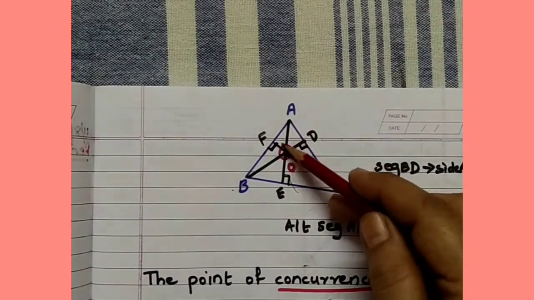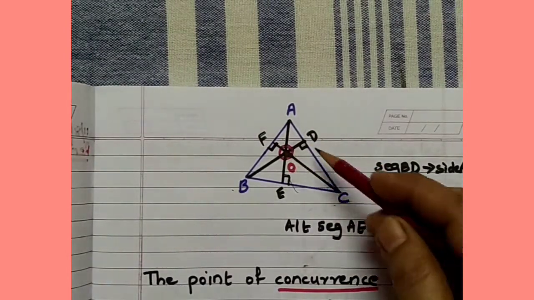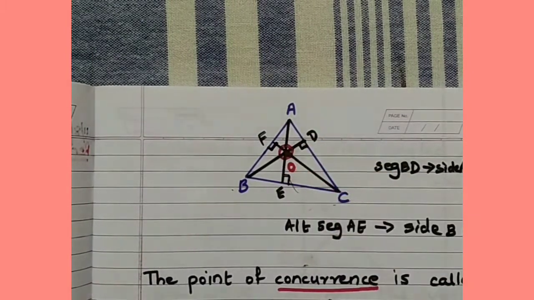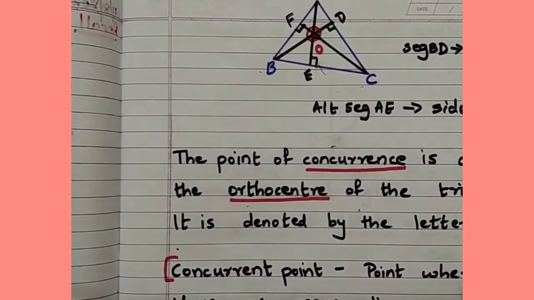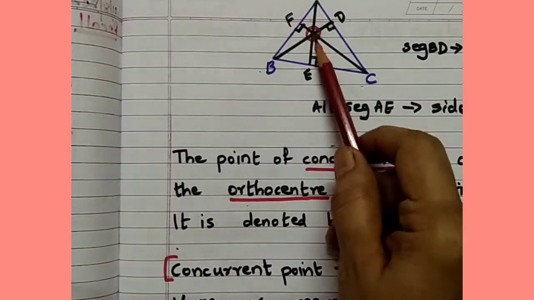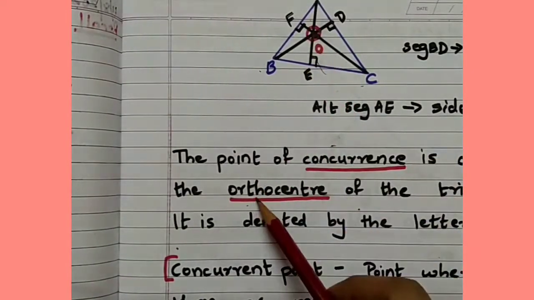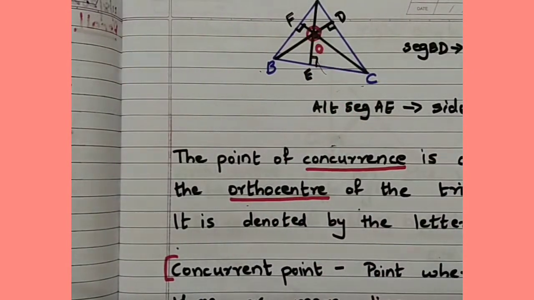Now here, this point of concurrence where 3 altitudes meet is known as the orthocenter. Okay, so this point of concurrence where the altitudes meet, this point O, that is known as the orthocenter, and it is denoted by the letter O. Remember, orthocenter denoted by O.